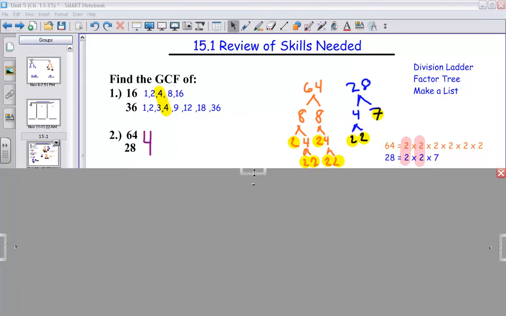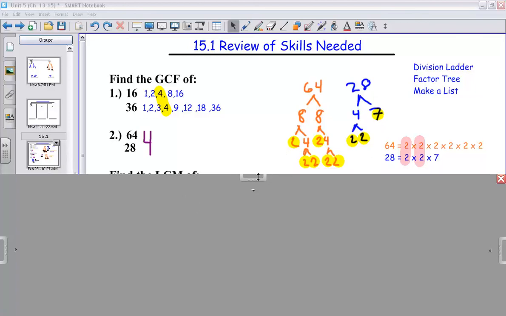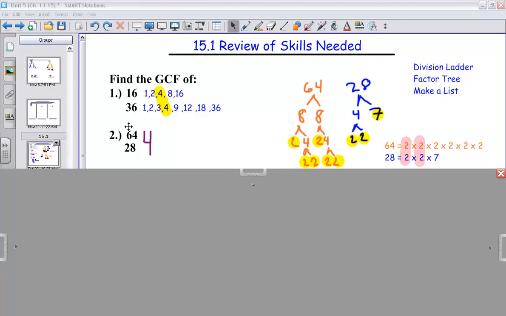Let's look at how I found the greatest common factor between 64 and 28. Well, 64 and 28 are a little bit bigger numbers. So since I might not know all of the factors of 64 and 28 off the top of my head, I chose to make a factor tree. So after I was done making my factor tree, I circled all of my prime numbers, and then I wrote out my prime factorization over here. So the prime factorization of 64 is written here.